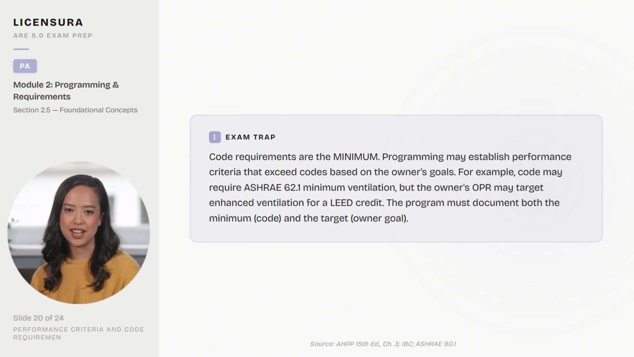A critical warning: code requirements are the minimum. Programming may establish performance criteria that exceed codes based on the owner's goals. For example, code may require ASHRAE 62.1 minimum ventilation, but the owner's OPR may target enhanced ventilation for a LEED credit. The program must document both the minimum, code, and the target, owner goal.